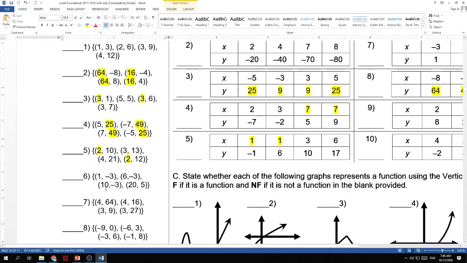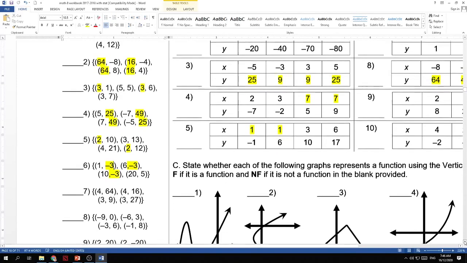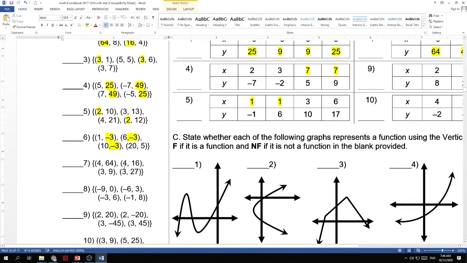Number 6. Many to one. Look at this one. Negative 3 in the range is repeating. What about number 7? This is one to many. 6, 4, 4, 3, 3. What about number 8? One to one. Number 9. Okay, one to many. Number 9, correct.